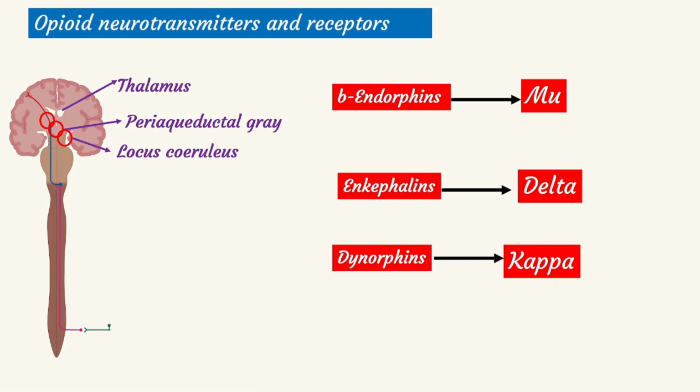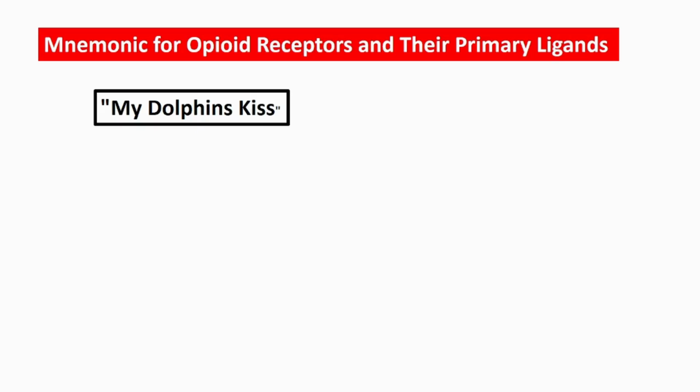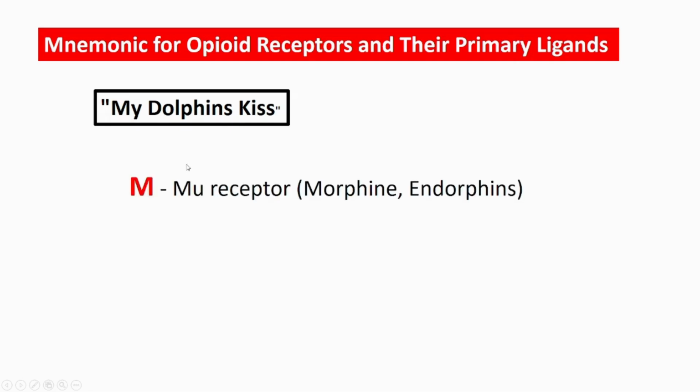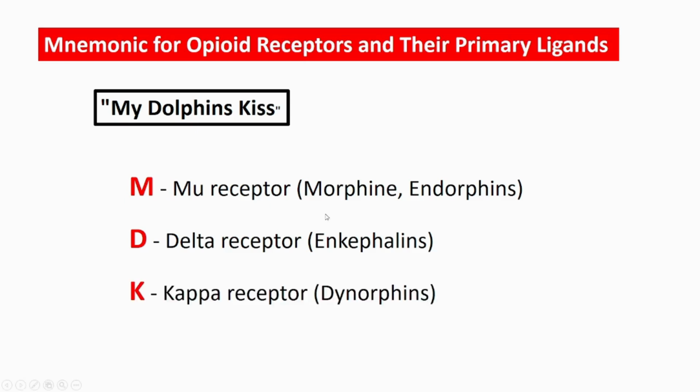kappa receptors. Here is the mnemonic for opioid receptors and their primary ligands: My dolphins kiss. M is for mu receptors, or morphine, which binds endorphin. D, dolphin, is delta receptors, or enkephalins. And kappa, kiss, is dynorphins. So these are the mnemonic for opioid receptors and their primary ligands.